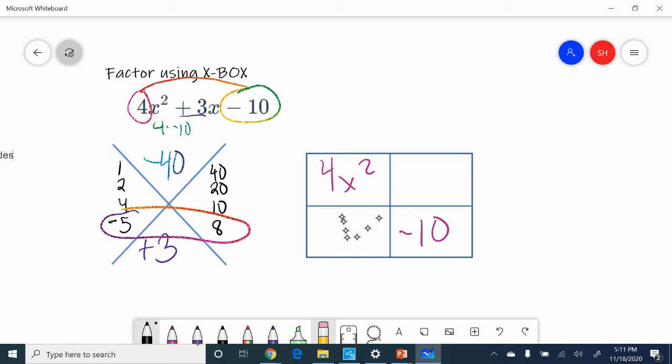All right, so we're going to go ahead and fill that in. And literally, it doesn't matter which side you do. I usually do the smaller ones here and the larger numbers on the bottom. And so now we're going to go ahead and fill out the sides.